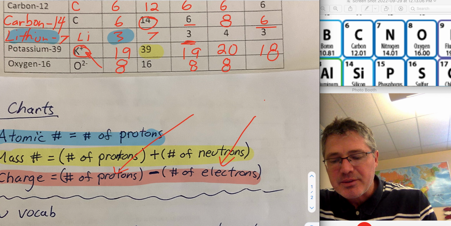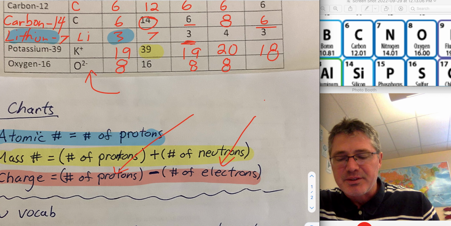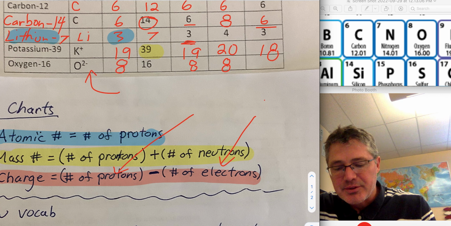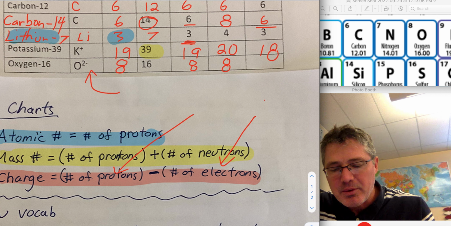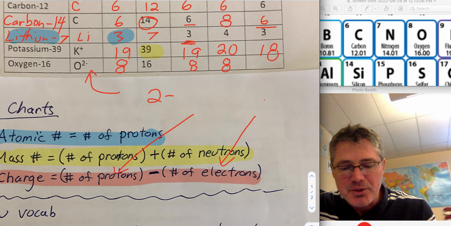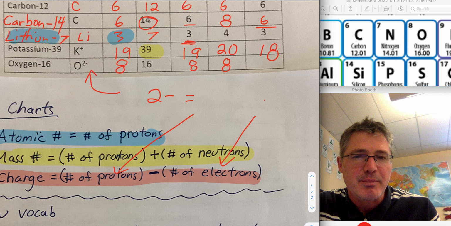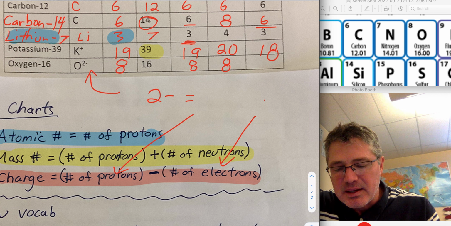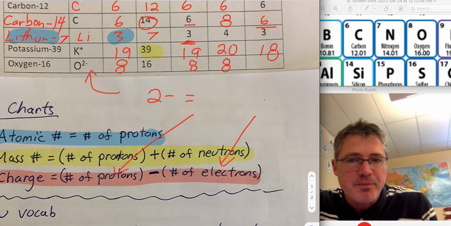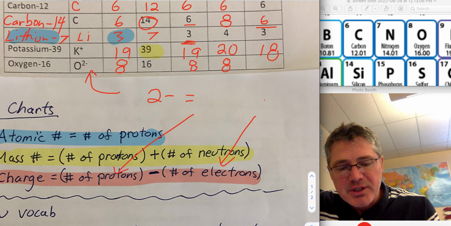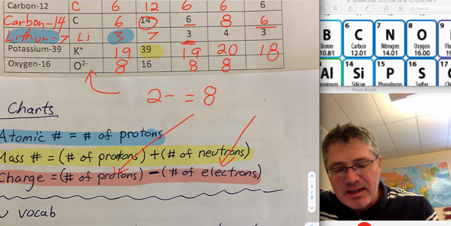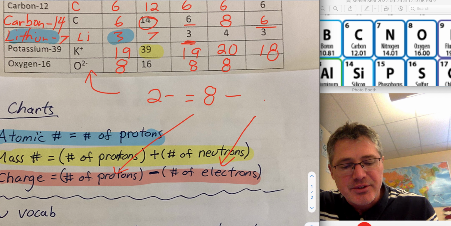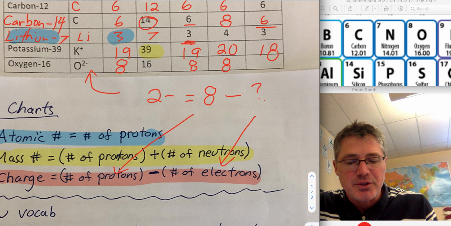Okay, the next one I want to look at is our oxygen. Oxygen has a charge of 2 negative. So our charge, according to the red equation down below, is 2 negative, or negative 2. We write that backwards in chemistry. There's a reason for it. We don't need to get into that now, but that negative goes behind the 2. So it's negative 2. And we're going to have the number of protons. In oxygen's case, it has 8. And we have to subtract a certain number to get negative 2.